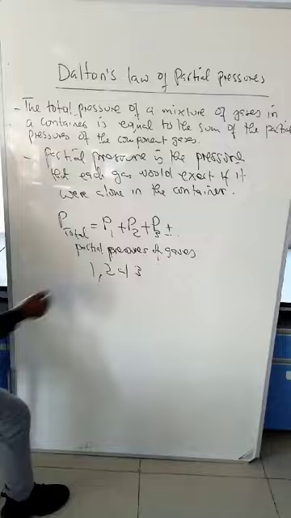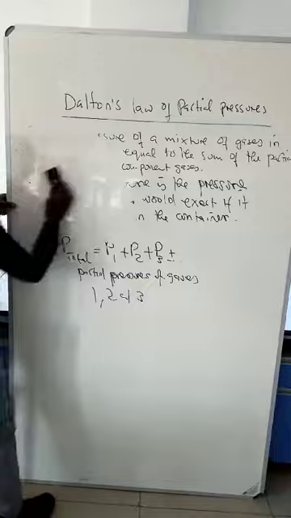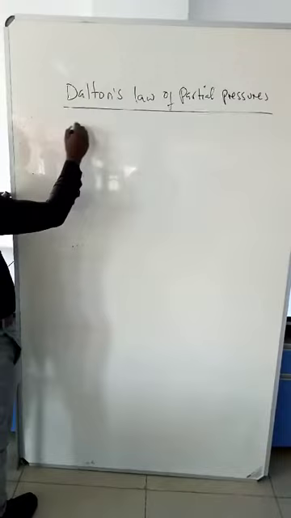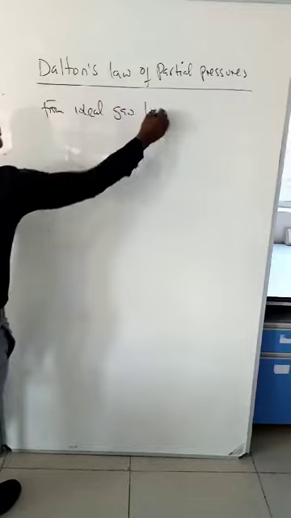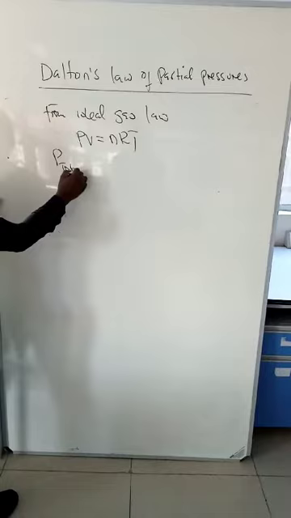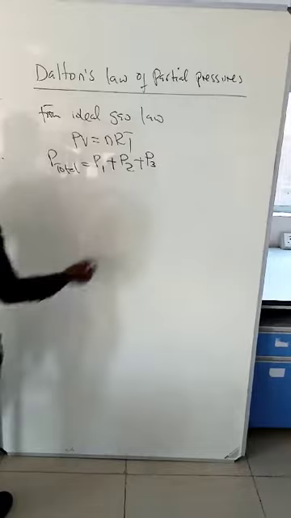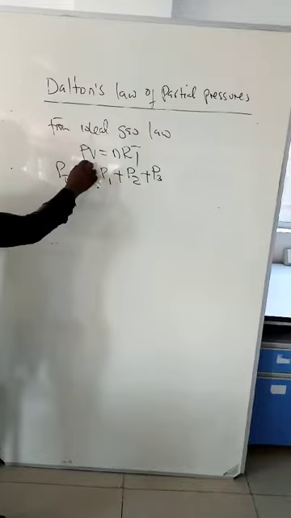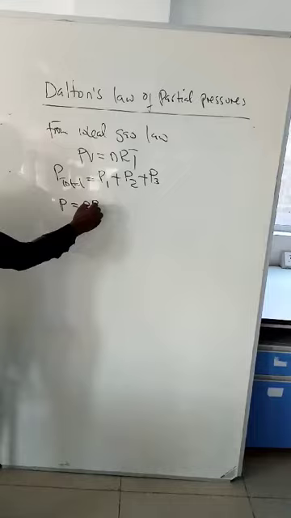Then from the ideal gas law, we know that PV is equal to nRT, and Dalton's law states that P total is equal to P1 plus P2 plus P3. Since these gas molecules behave independently in an ideal situation, now we can make P the subject of the formula. So we know that P is equal to nRT over V.